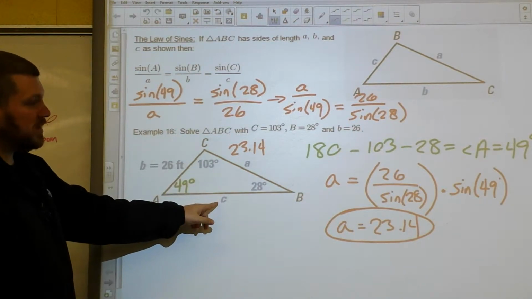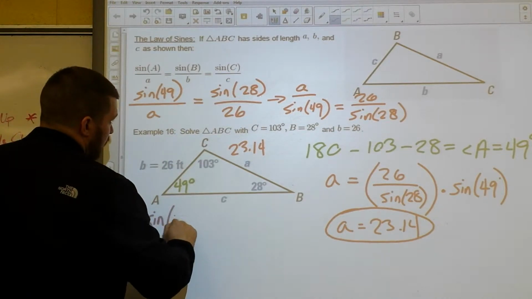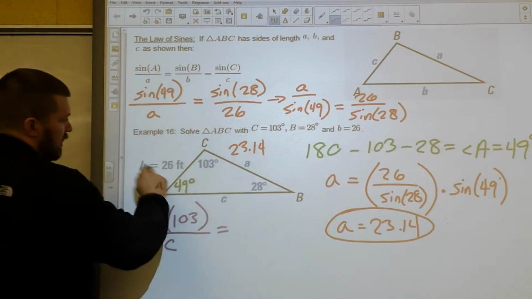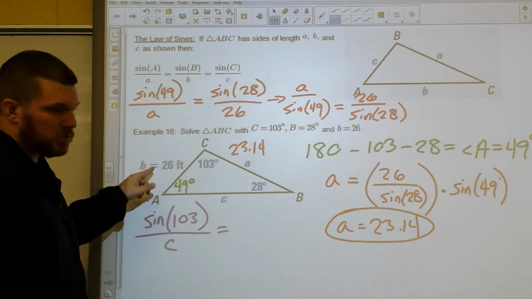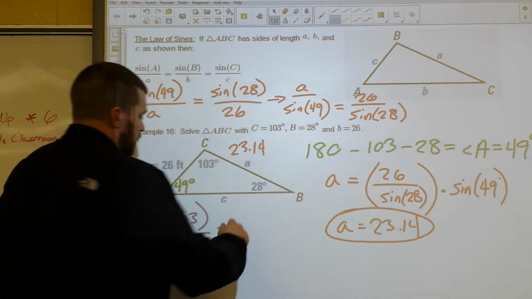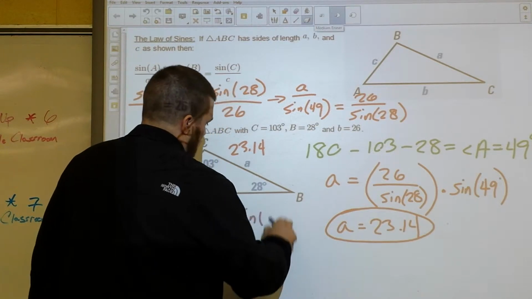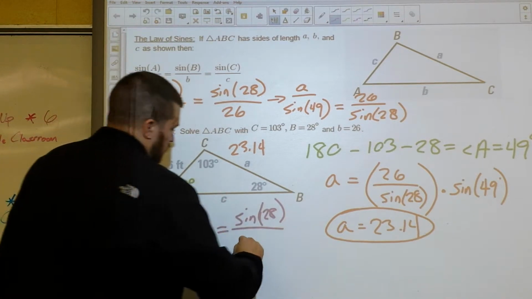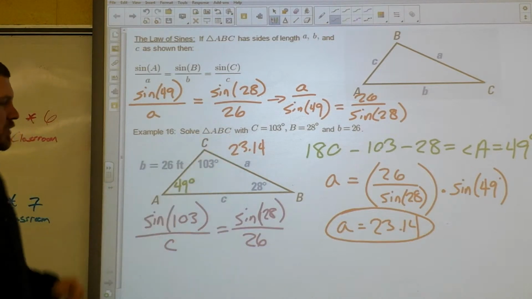So since I'm finding side C, I have to use angle C. So sine of 103 over C is equal to, now again, since I rounded side A, I don't want rounded, I want to know exactly. So the only thing I know for sure is exact is side B. So I'm going to use sine of B, which is 28 degrees. So sine of B is sine of 28 degrees all over side B, which is 26. Again, I'm using this because I know it's exact, and exact is always better than a round.